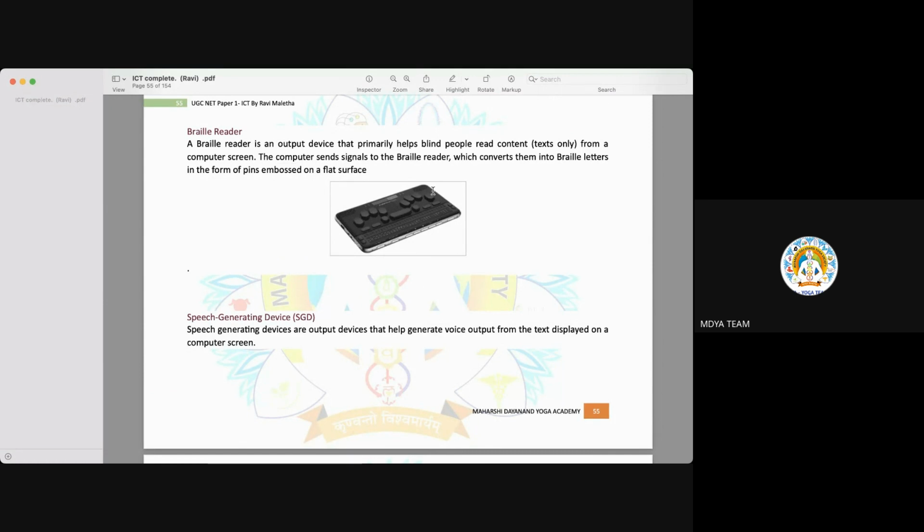For those who are unable to see, unable to read, they have some special computer screen. The computer sends a signal to the braille reader, which converts them into braille letters in the form of pins embossed on a flat surface. Some projected forms, so they can feel it and they can understand what the information is.